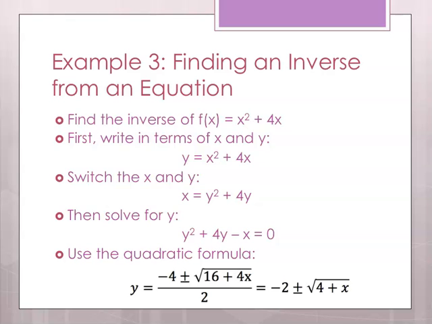Notice how here we haven't changed it to function notation. I didn't say write it as g of x equals negative 2 plus or minus the square root of 4 plus x. And the reason is because, well, is this a function? No, because if you plug in some value of x, you're actually going to end up with 2 different values of y. One is negative 2 plus the square root of 4 plus x. The second one is negative 2 minus the square root of 4 plus x.